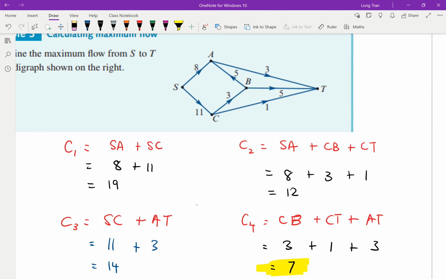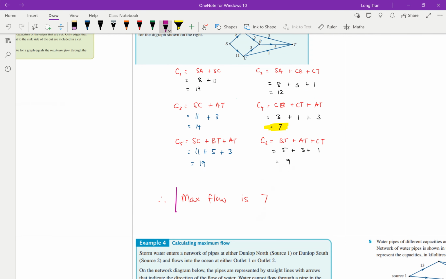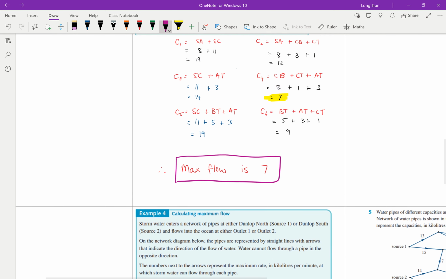Which is interesting, isn't it? I guess you could just look at it and find the maximum flow by inspection, but when it gets harder, maybe the cuts will be more useful. But that's how you do that problem with cuts.